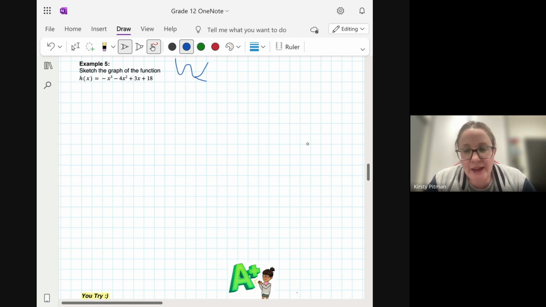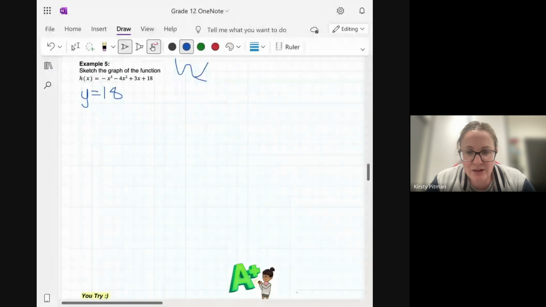Then what do we need to do? We need to find the y-intercept and the x-intercept. So I'm going to say to myself, I know what the y-intercept is because they've been quite kind to me. They've left it off this time. Y is equal to 18 here.